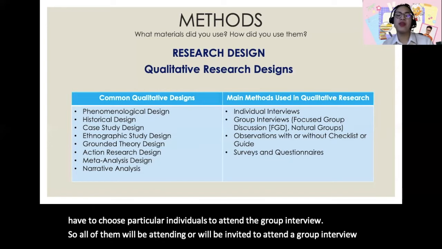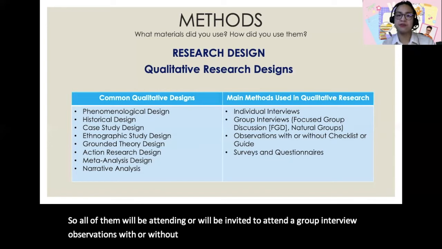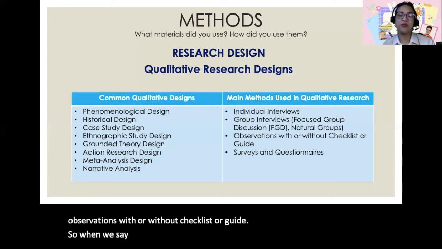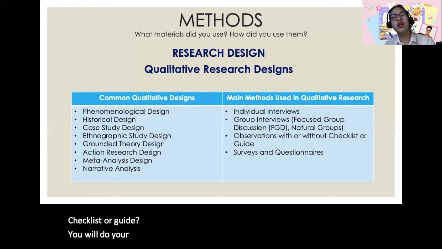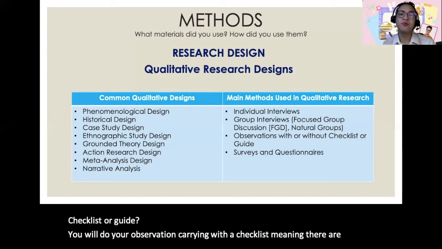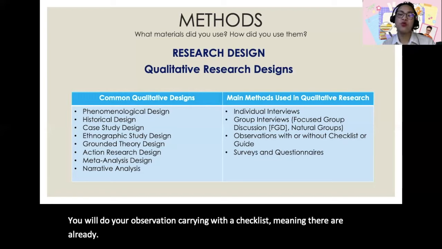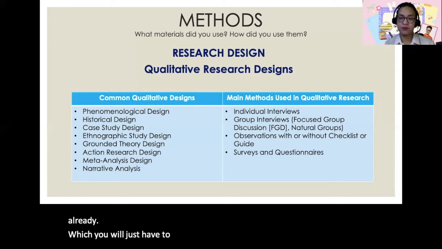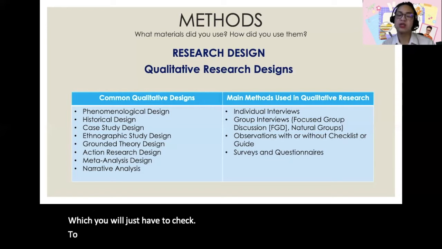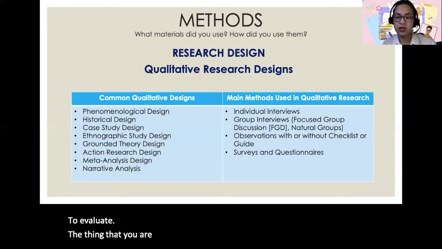Observations with or without checklist or guide. So when we say observations with checklist or guide, you will do your observation carrying with you a checklist. Meaning, there are already indicators which you will just have to check to evaluate the thing that you are observing. Okay?